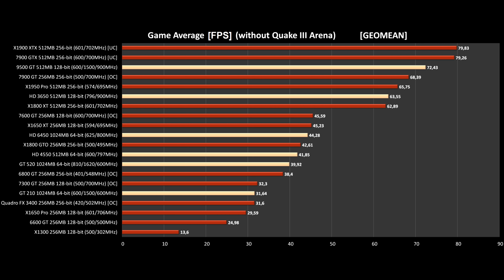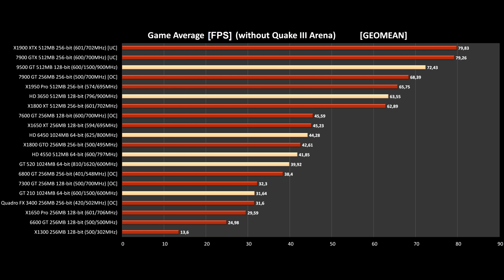Second group is slower mid-tier with close to or a bit over 40 FPS average scores. Slowest card in this group is 6800 GT with GT 520, HD 4550 and HD 6450 representing DirectX 10 and 11 era entry points. X1800 GTO, X1650 XT and 7600 GT from NVIDIA are other classic DirectX 9C models also present here.